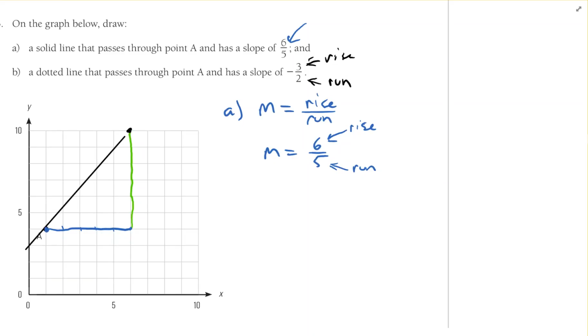So again, sorry, I threw my pen at the screen. If we just started at our point A there, and we say, okay, it has to have a run of 2. So I'm going to go over 2. And then it has a rise of 3, but it's negative. That negative is kind of like attached to the top number. Think about it, it's probably the easiest way to think about it. So negative 3, that means it has to go down 3. So I'm going to go 1, 2, 3. Okay, and then I don't really know how to make a dotted line on my thing, so we are going to just make a purple line.